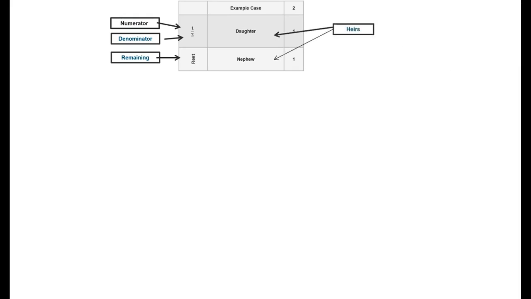In order to summarize the calculation, we have a case where we are dealing with a daughter and a nephew. The numbers that we have seen are the numerator and denominator, and also the remaining. We have the heirs. We also have the share of each heir. We also have the total share of the case, which is from the denominator.